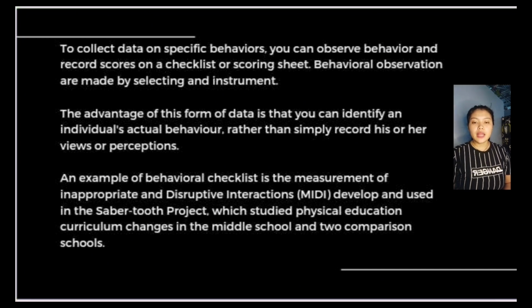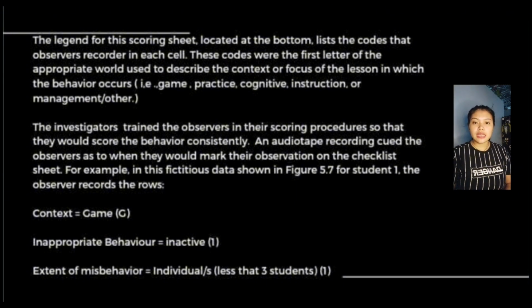So, this scoring sheet includes codes that observers use to record observed behaviors, along with a legend explaining the codes. For example, the codes might indicate the context of the behavior, the type of behavior, whether it is inactive or descriptive, and the extent of the behavior, individual or group. Observers are trained in scoring procedures to ensure consistency in scoring behavior in the Sabretooth project.